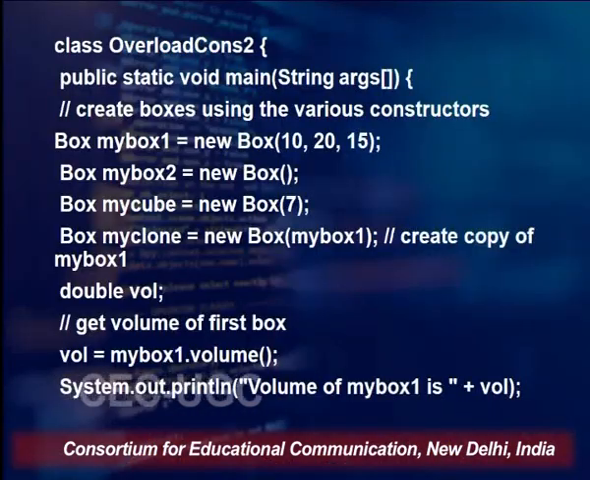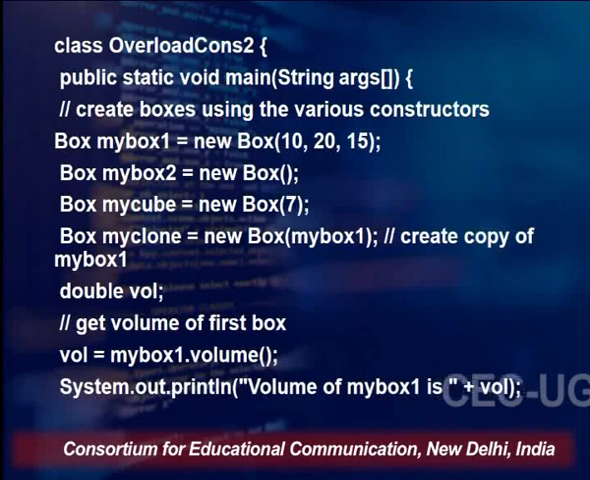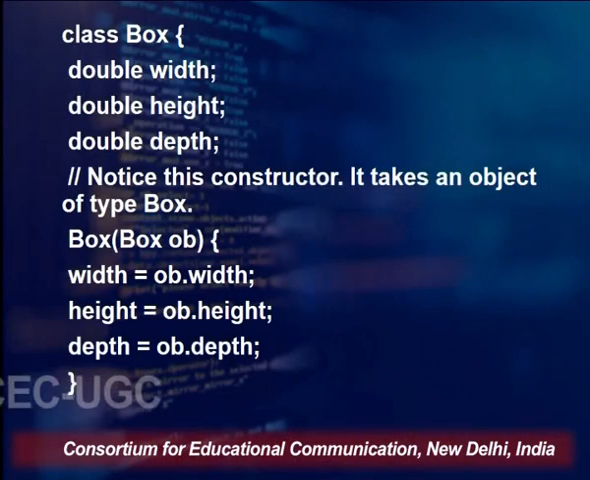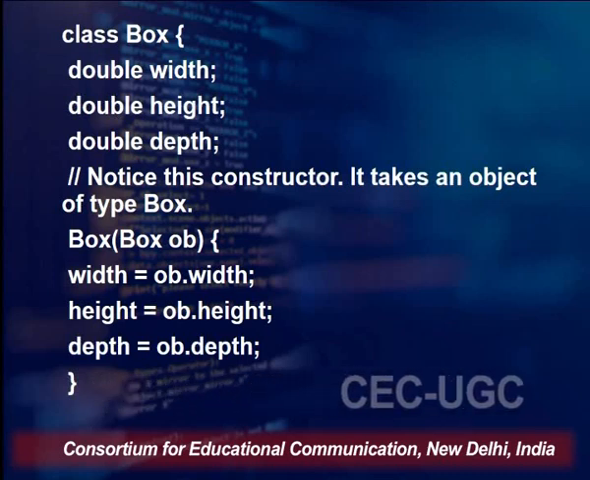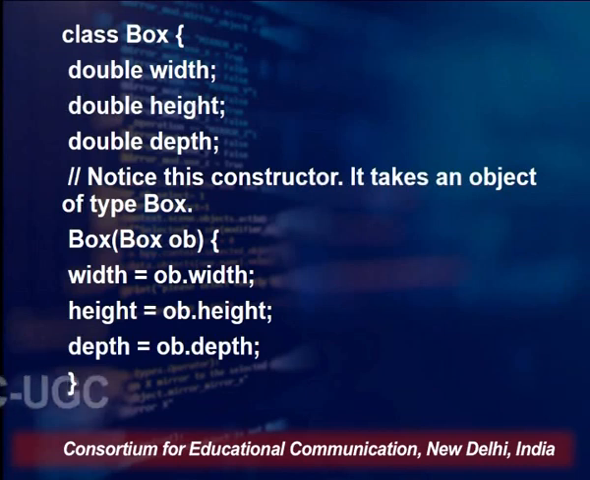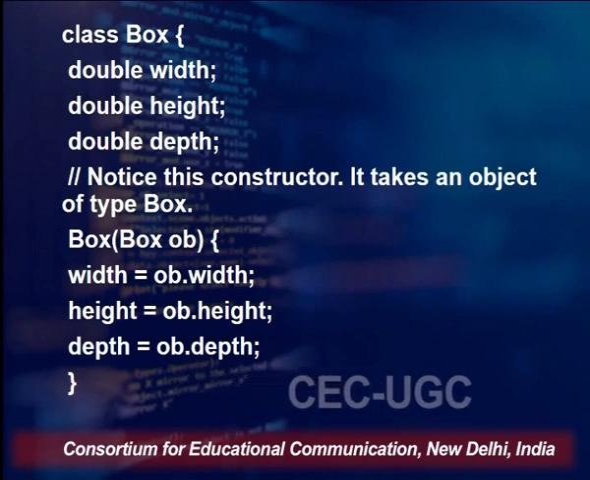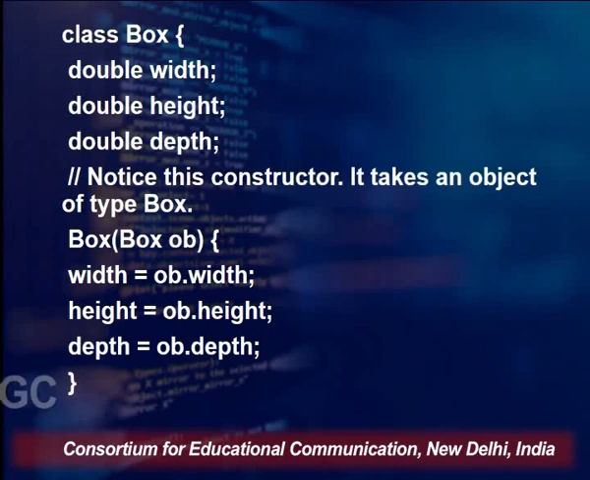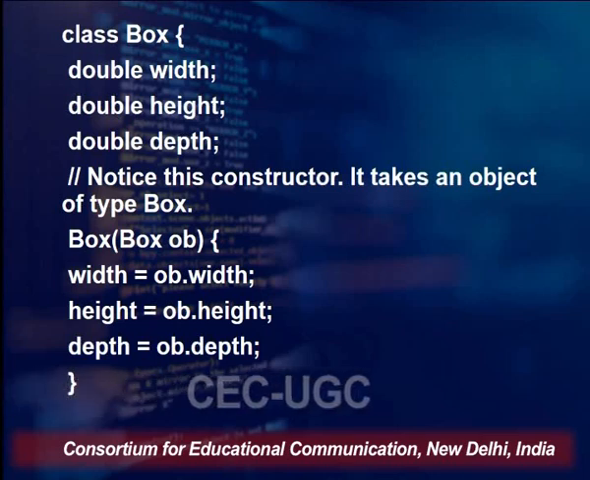Now how will this copy of myBox1 be created? Here we have 2 reference variables, one is myClone and another one is myBox1. So myBox1 is the past one, and myClone is being created, and within the constructor we have used width is equals to ob.width, and this ob is the one which is being passed, which is myBox1. So width of myClone which is being created will be equals to width of myBox1. Similarly, height of myClone which is being created at this particular time will be equals to the height of myBox1 which is being passed, and a similar statement will go with the depth. So that means a copy of myBox1 is actually created.